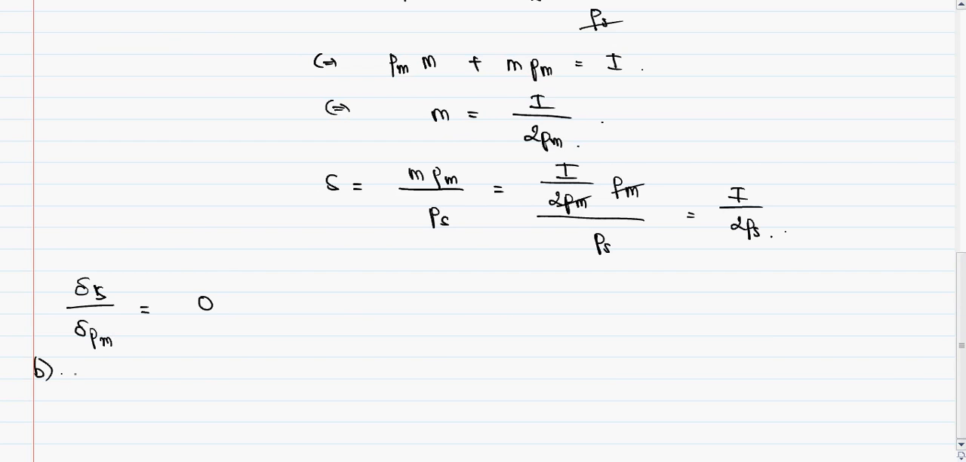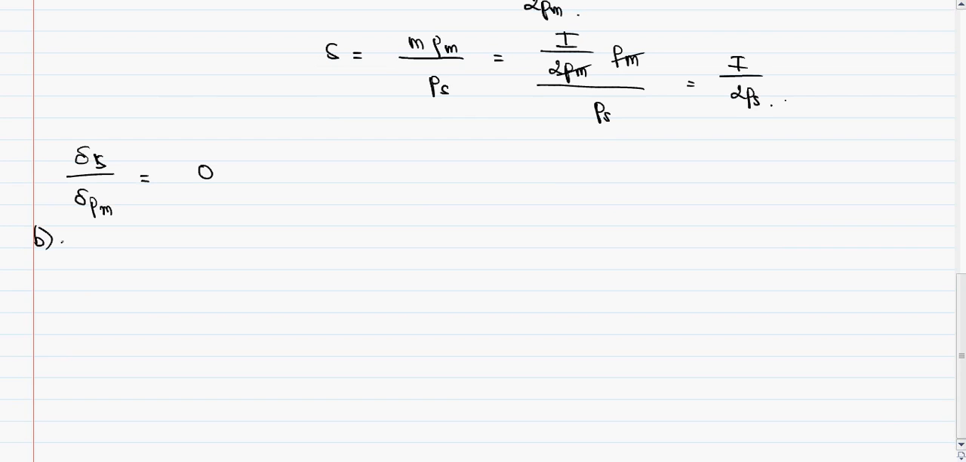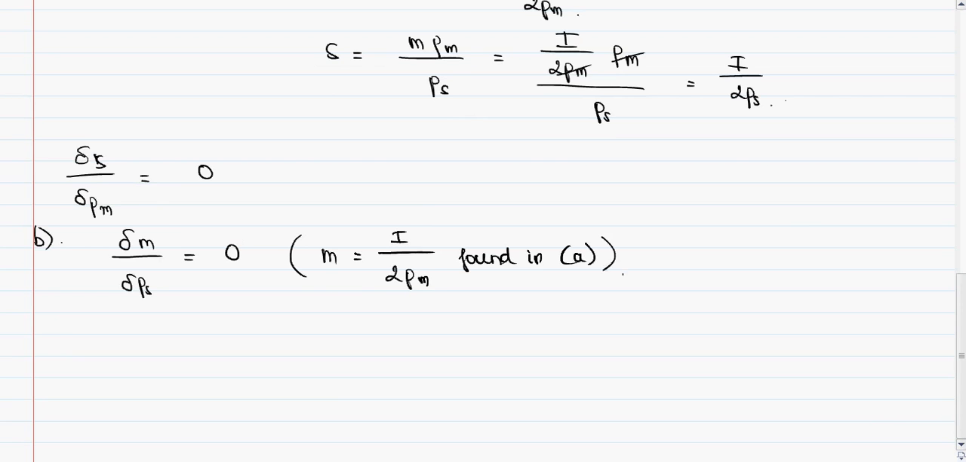Okay, so part B will be very straightforward. It's asking you to show that the change in m on the change in the price of ps equals 0, and it's very straightforward to see, using m equal to I divided by 2 pm that we already found in part A. So if you differentiate this m here with respect to ps, you see that it definitely equals 0 because there isn't any ps in the equation.